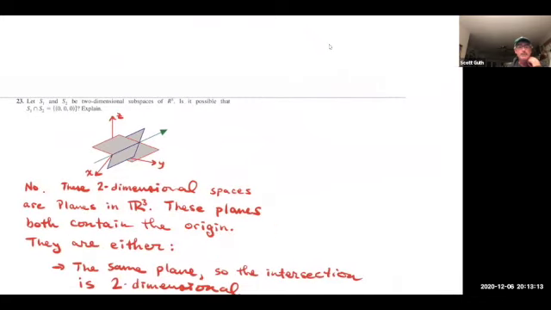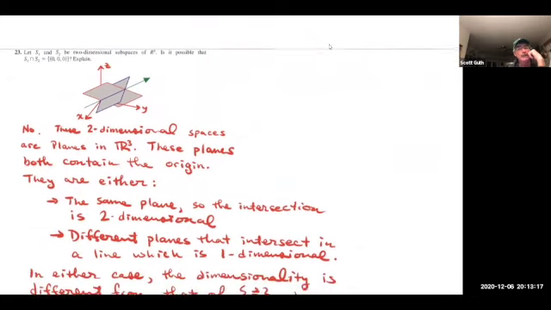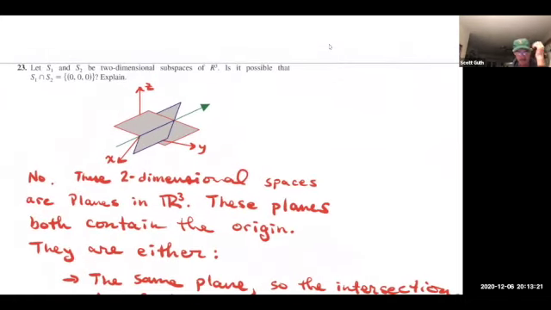Okay, now on number 23, this one doesn't really look like they want a proof. And so what they say is let S1 and S2 be 2-dimensional subspaces of R3. So a 2-dimensional subspace of R3 has to be a plane. Remember, all subspaces must contain 0. So that's another way of saying that these planes pass through, or they contain the origin, okay?